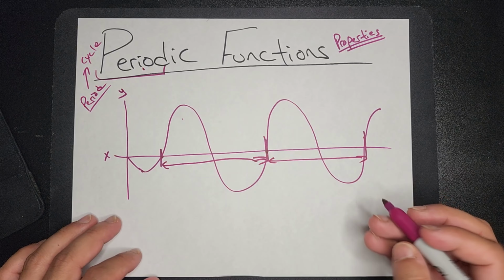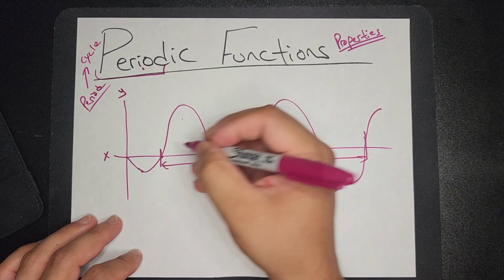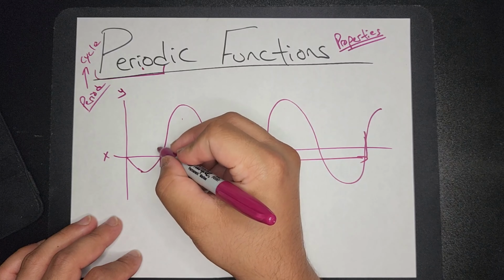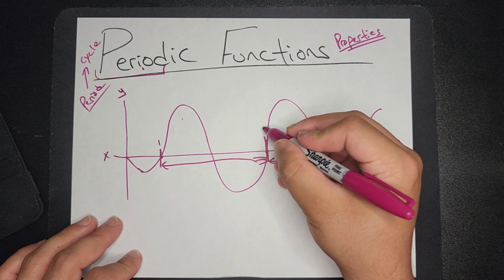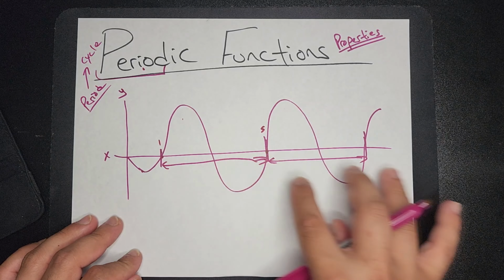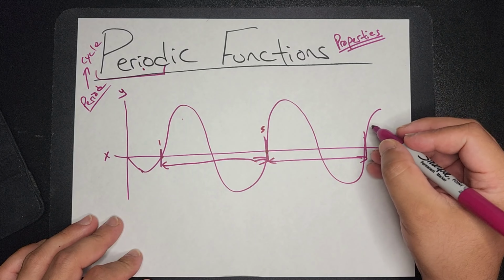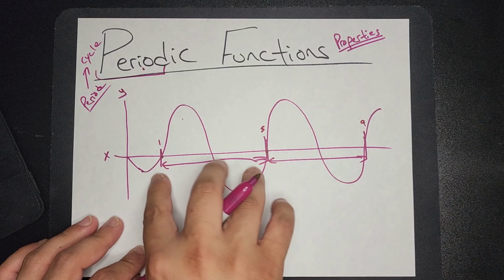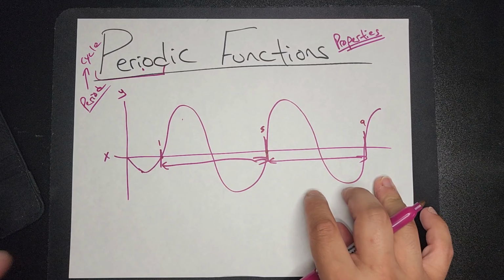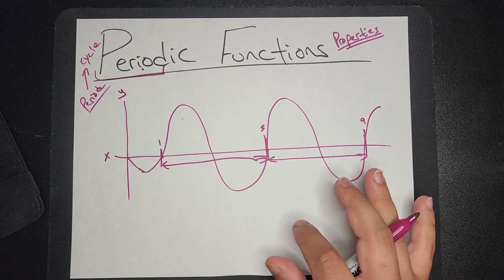If you're ever asked what is the period of this, and this goes, say, from x equals 1 to x equals 5, you know that if the difference is 4, then the next one should end at 9. The period will be the same as it repeats itself.